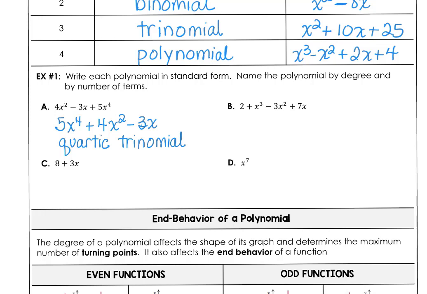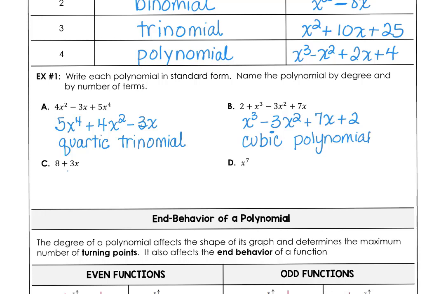In part B, x cubed is our highest degree, so that's the first term, minus 3x squared, and then plus the linear term, and then plus the constant. So the highest degree has a name, cubic, since 3 is cubic, and there's four terms, so we're going to call that a cubic polynomial.